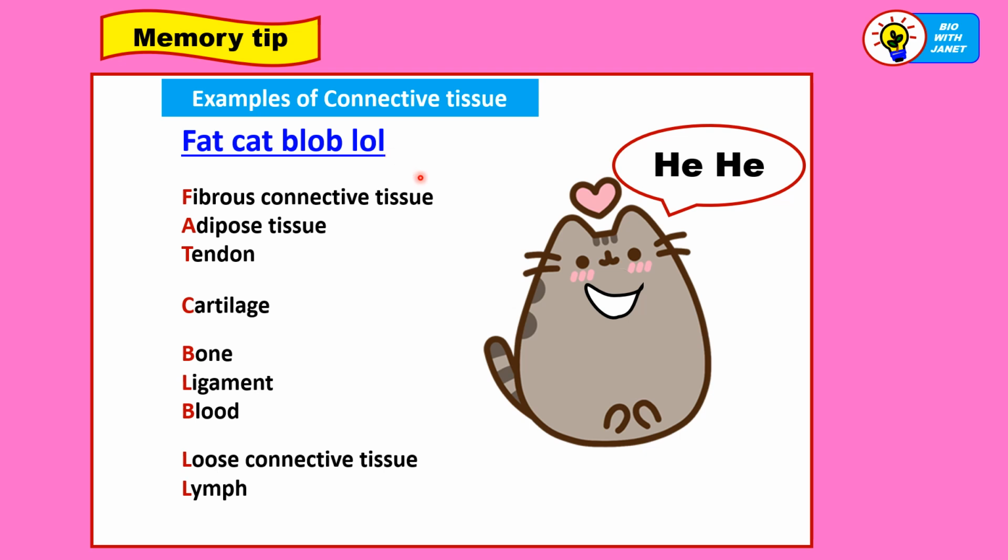like blood. So now, if you look at this picture, you can see fat cat. So fat cat blob. Fat cat is like a blob, which is a round shape, and he likes to laugh out loud. LOL, laugh out loud.